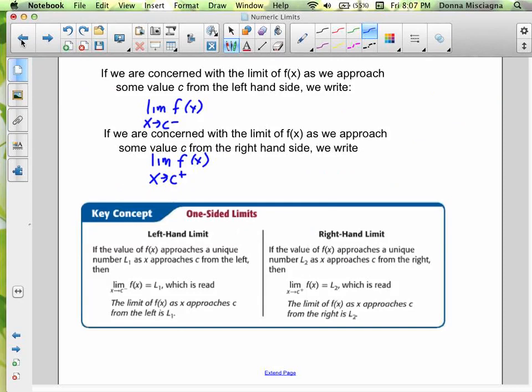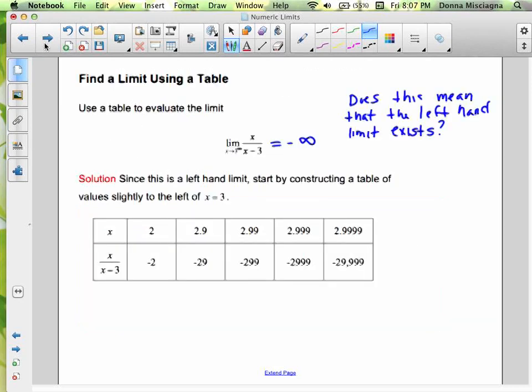All right, so left-hand limit as the value, if the value of f of x approaches a unique number, is negative infinity a number? Well, no, right? You can't give me negative infinity apples or something, right? It's not a number. It's just telling us that it's decreasing without bounds. So we can, and we should write negative infinity. That tells us what's happening, that we're decreasing without bounds. But does this mean that the left-hand limit exists? No, right?